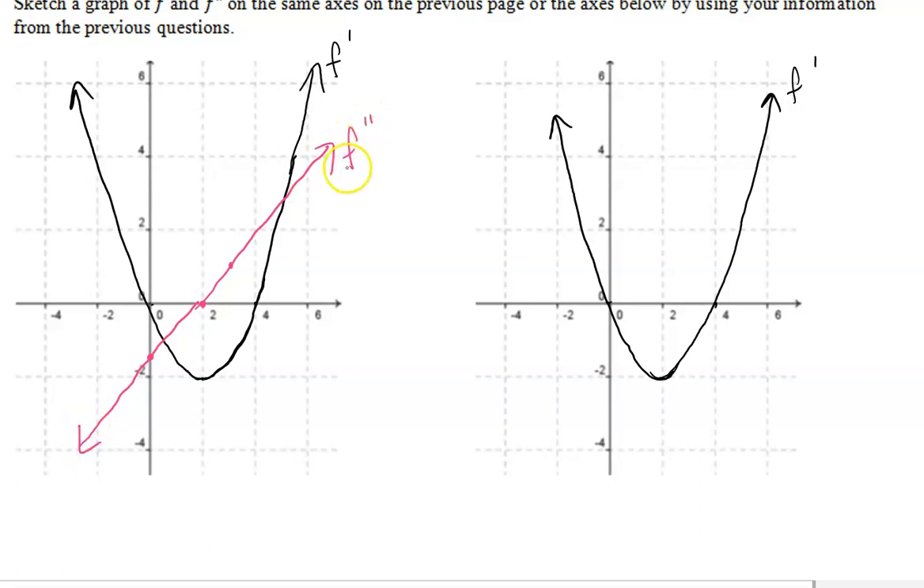So f double prime is the graph of the derivative of f prime, and it should look the same as the graph of f prime when f was a parabola on example number 1, or on problem number 1. All right, then over here we're going to sketch a graph of f. So pause it and try and look at the information that we know about f and graph the function f.